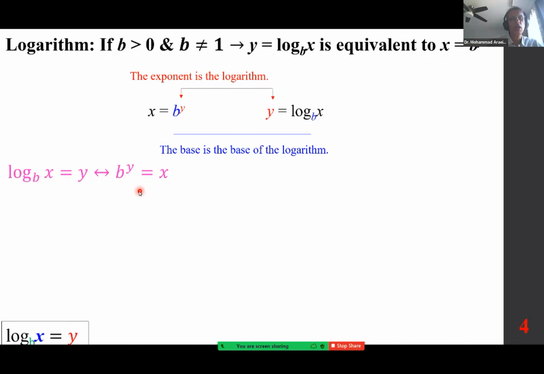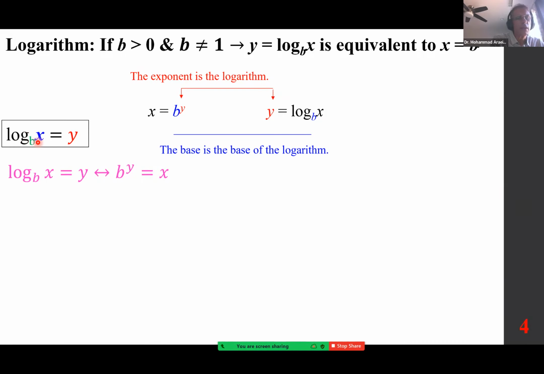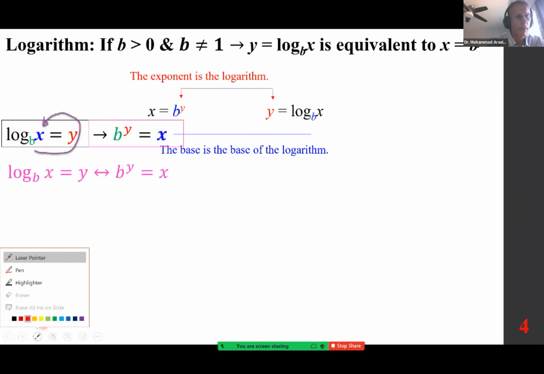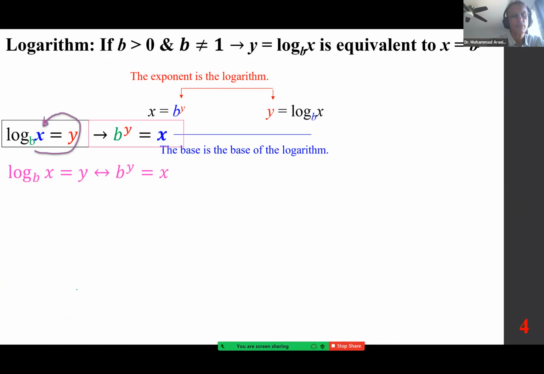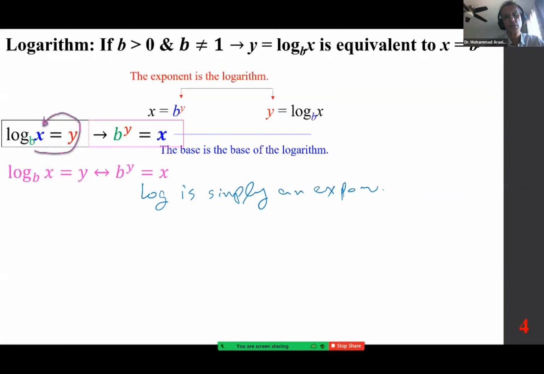I have it here. So what really helps, if we look at this log x base b equals y, and then we pay attention to this arrow and follow that, b to the power of y equals x. If we could do that, practically we are done. So what I'm saying is, log is simply an exponent. That's all there is to it.